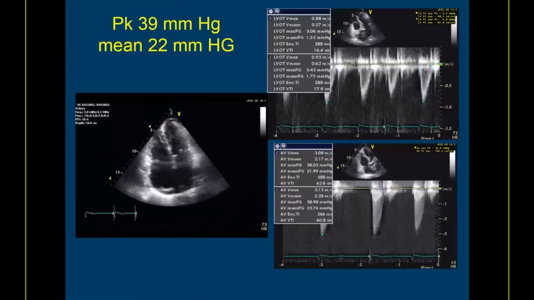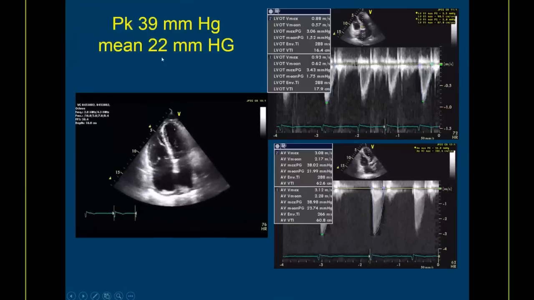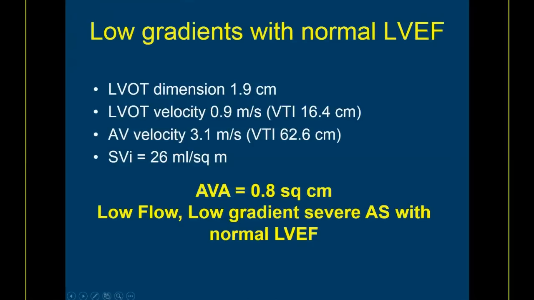These are her aortic valve gradients. Again, on the left, you just get the sense of a small hypertrophied ventricle, and her peak gradient was 39 with a mean gradient of only 22. So this is the situation of low gradient with normal LVEF.